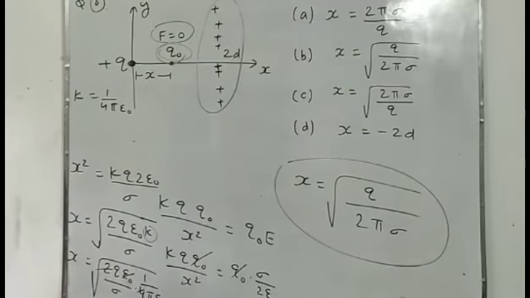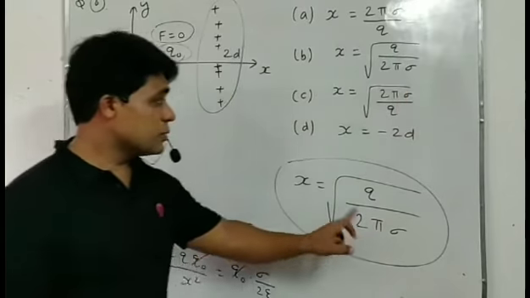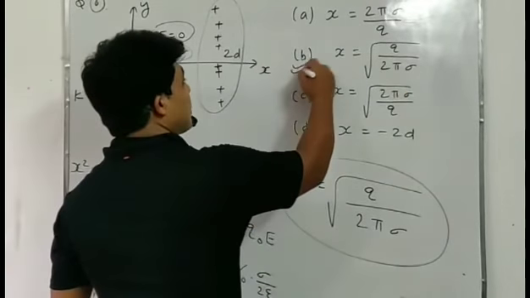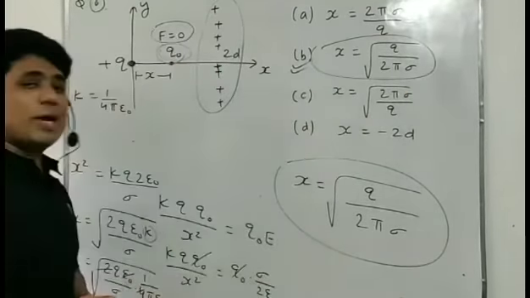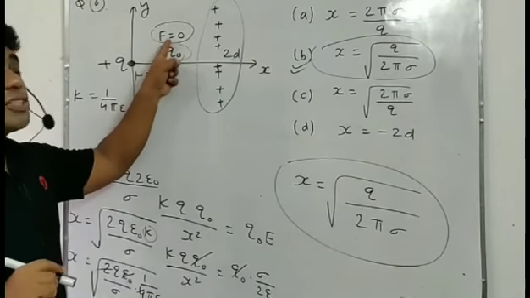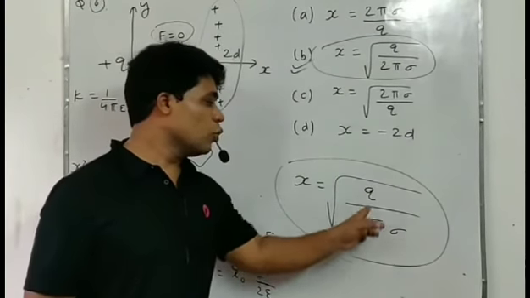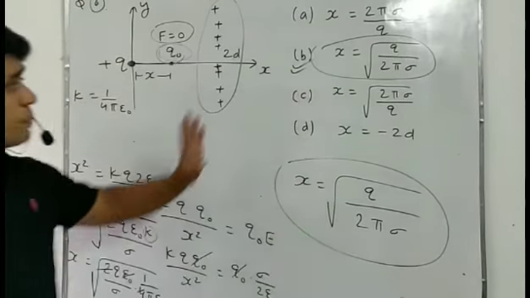Check it. Root q by 2 pi sigma. B is the correct option. So at what distance will the net force on the test charge be 0, in equilibrium condition? This distance should be root q by 2 pi sigma. Option B is the correct option.